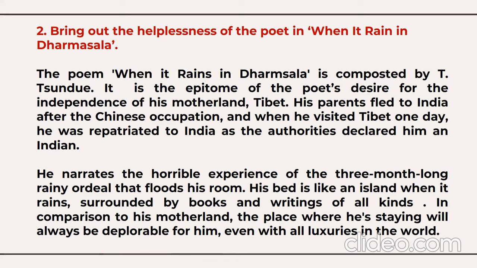The poem When It Rains in Dharamsala is composed by Tenzin Tsundue. It is the epitome of the poet's desire for the independence of his motherland, Tibet. His parents fled to India after the Chinese occupation, and when he visited Tibet one day, he was repatriated to India as the authorities declared him an Indian. So he was sent to India.